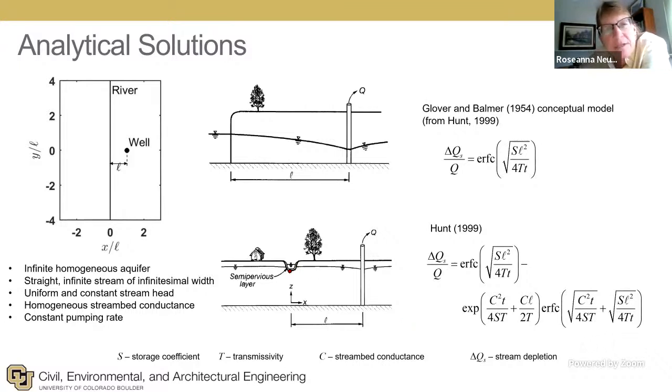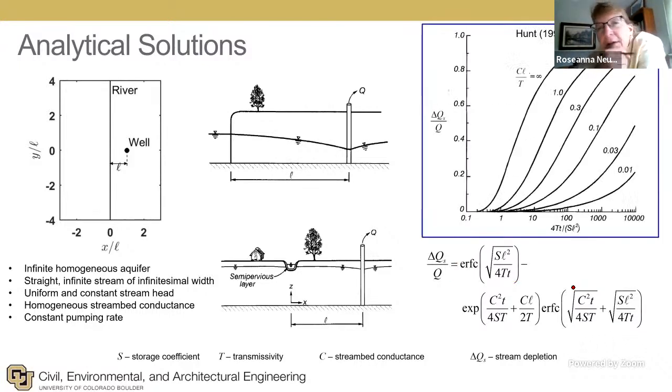But in this case, water can come from the aquifer. It can even come from the other side of the river. So less water is coming from the river than it was in the Glover-Balmer case. And that's the equation shown on the bottom right. You can see the Glover-Balmer term, then minus this other term that accounts for the semi-pervious nature of the streambed sediment.